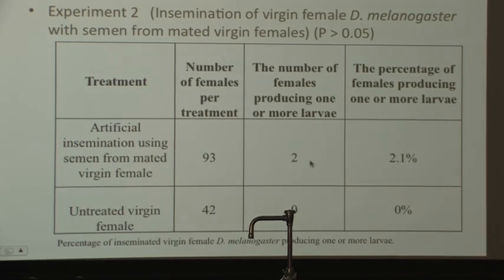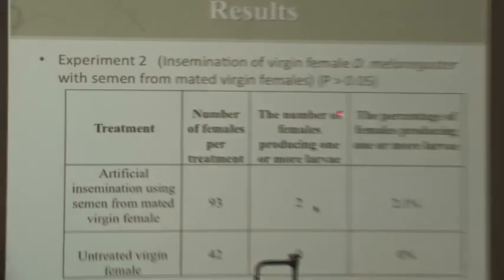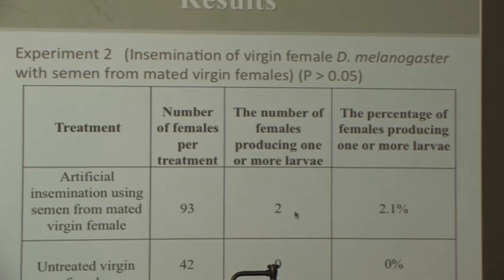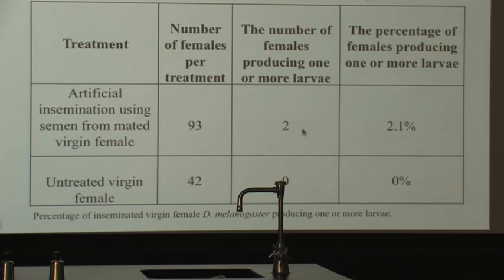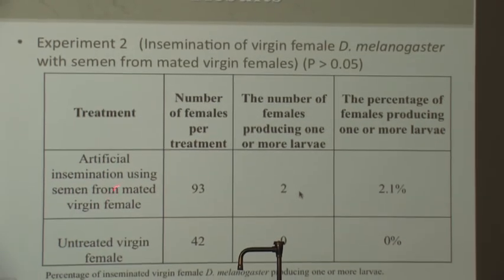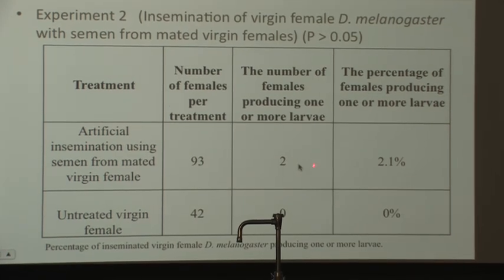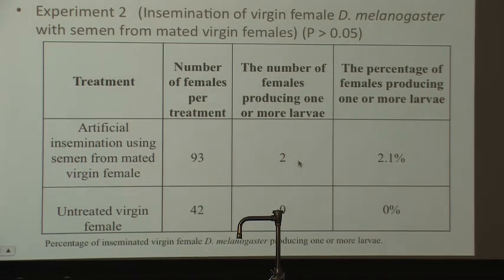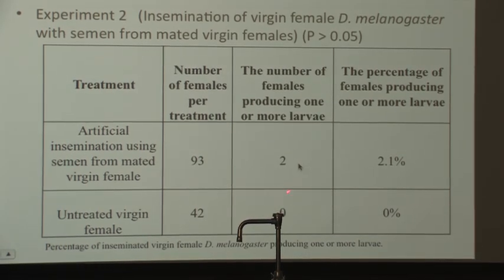The next table shows the percentage of inseminated virgin females that produce one or more larvae. In this experiment, we inseminated 93 virgin females using semen from males. So we got 2 females that produced 1 or 2 larvae. So the percentage is 2.1%. In the control group, we didn't get any larvae.